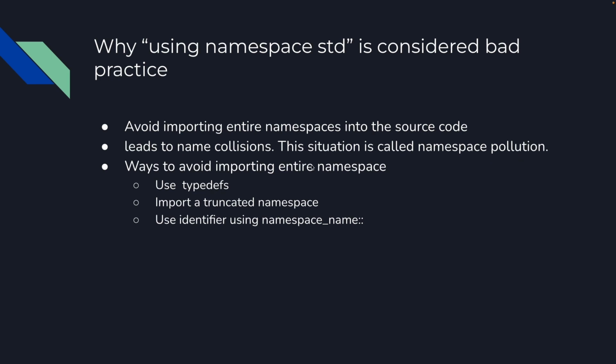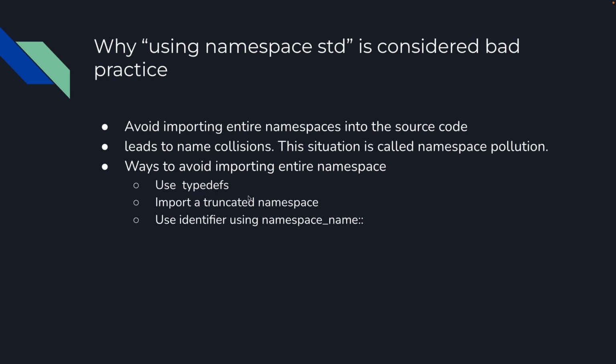Why can it create name collisions? If we are importing the entire namespace, there are many identifiers in that namespace, and let's suppose we are importing another library as well in our source code. If we have an identifier with the same name in our namespace as well as in the different library, it will create confusion for the compiler about where this identifier is declared or which identifier to use. In some cases the compiler can throw a compilation error as well.